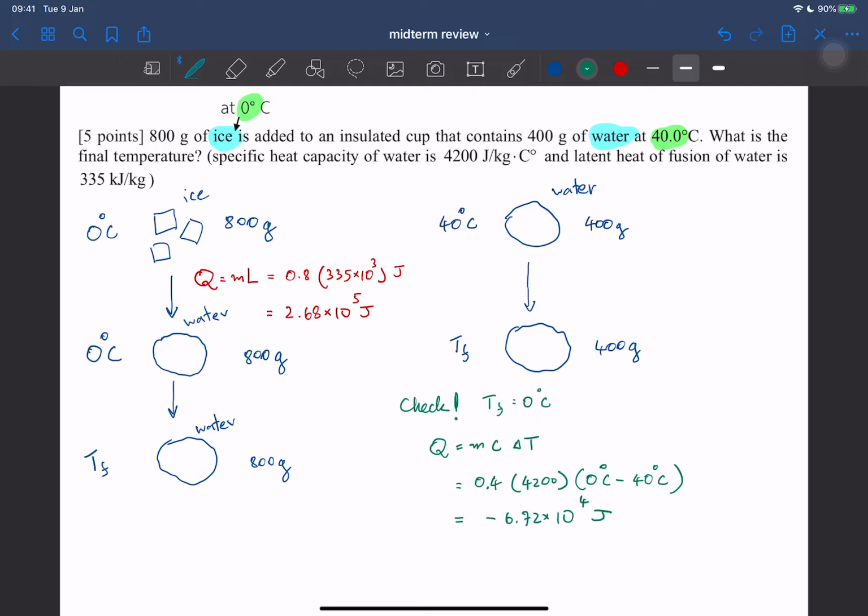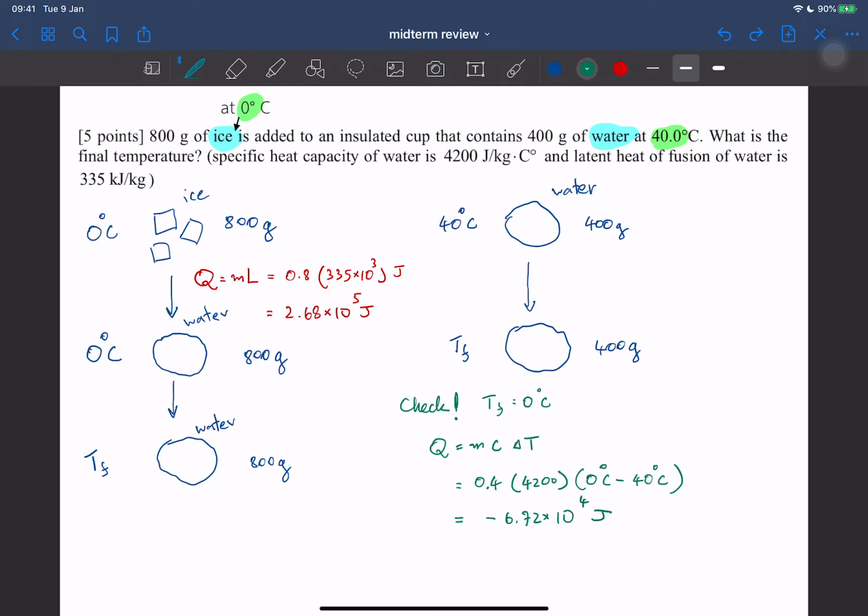So think about this. In order for all the ice to melt, you need this much energy, this much heat. But even if all the water that you have at 40 degrees Celsius gets cooled down to 0 degrees Celsius, that's the lowest you can go. You cannot go any further, right? The amount of heat that you're going to extract from water is going to be only 6 times 10 to the 4, which is about only a quarter of what you need. So you don't have enough to melt all the ice.